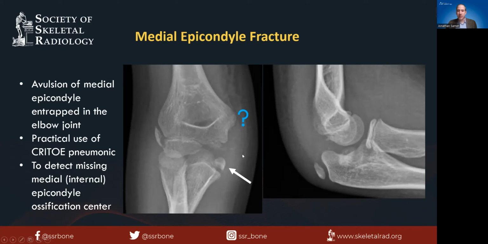When we look more closely, we see the medial epicondyle was avulsed inferiorly all the way into the joint. And this is a very important finding to recognize, as it might indicate that the surgeon needs to operate to release this epicondyle from the entrapped joint.